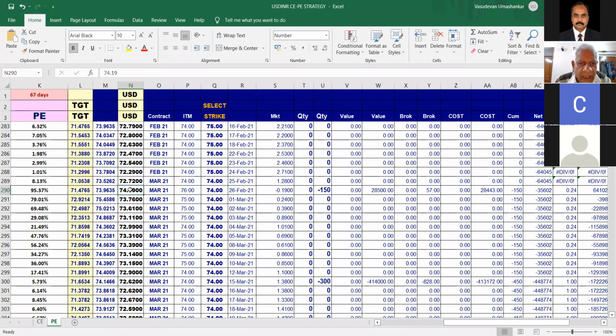74.19, my next target says ready for it 72.92. If it breaks, sell twice the cumulative quantity. So where it breaks, 72.90, इधर ब्रेक हो गया सर.